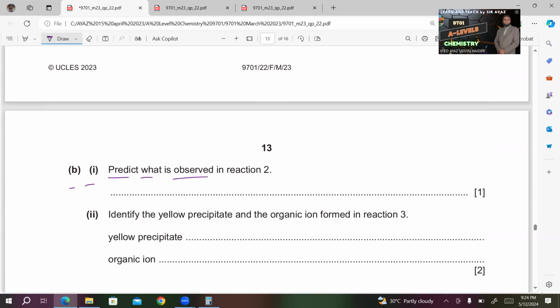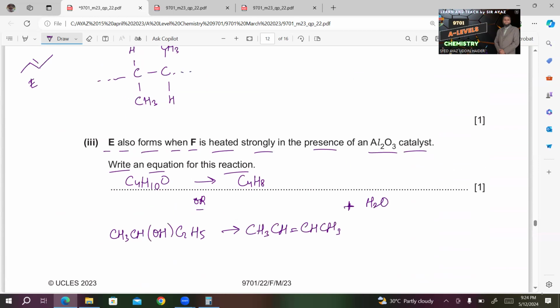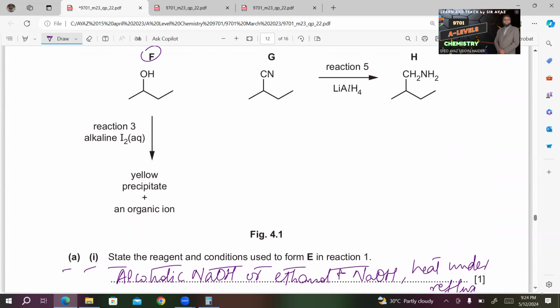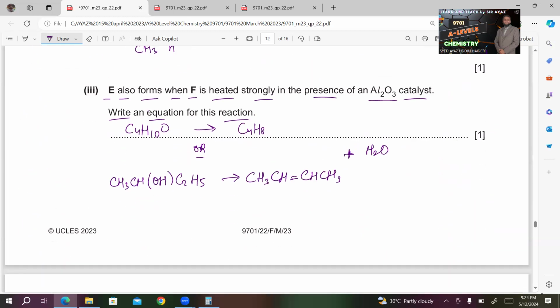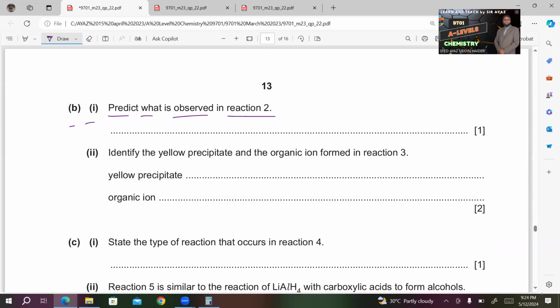B1, predict what is observed in reaction 2. We have a bromide group and it's reacted with aqueous AgNO3. It must be a creamy white precipitate or off-white precipitate. Creamy white, off-white precipitate forms.